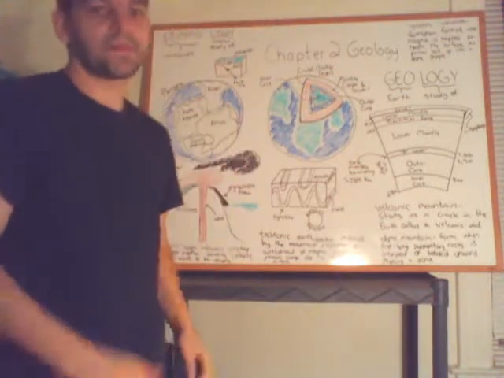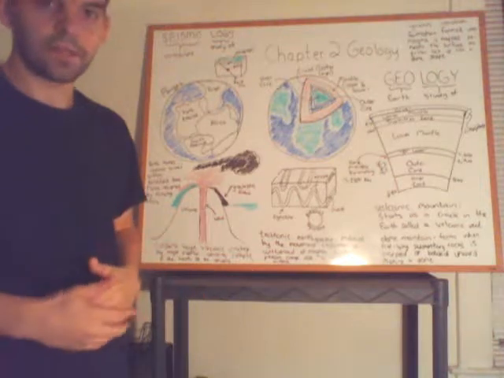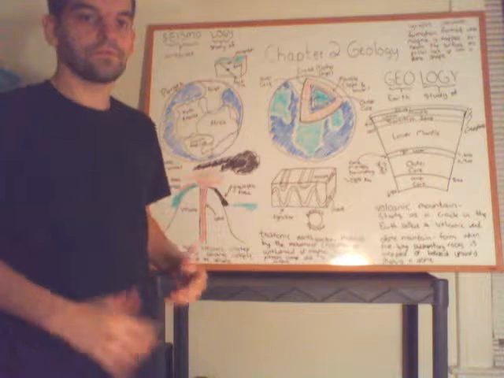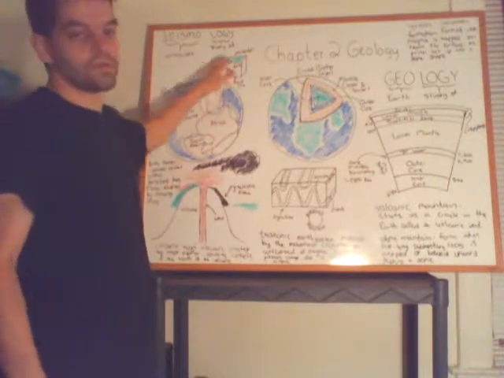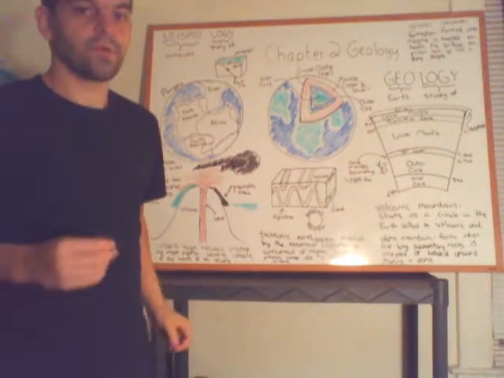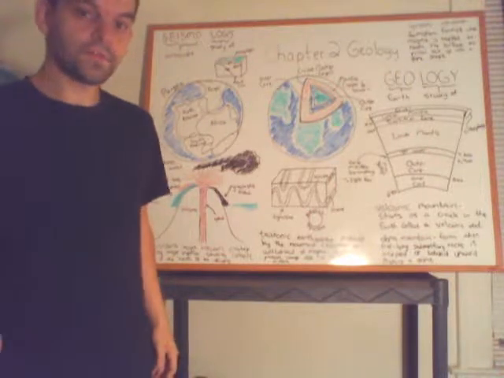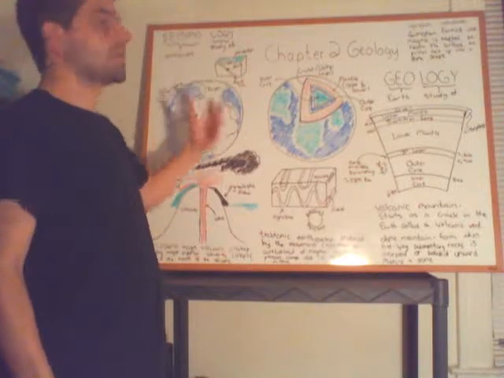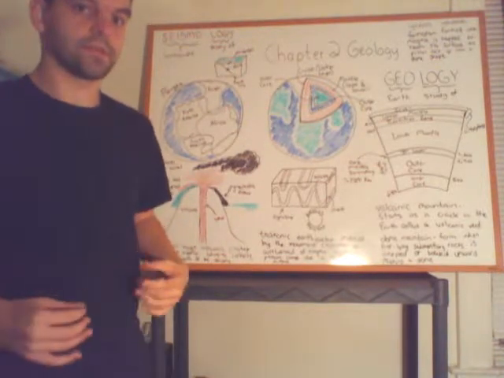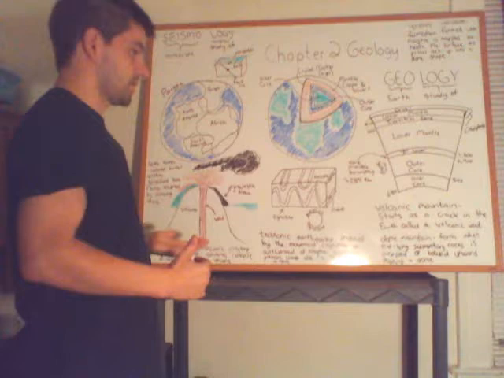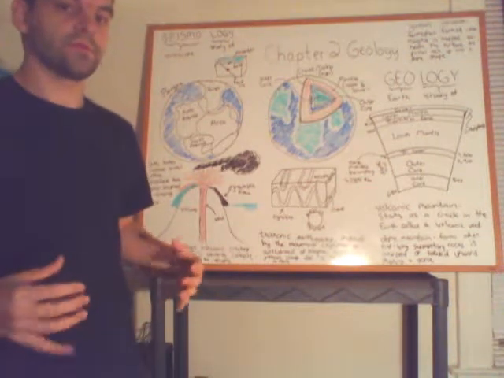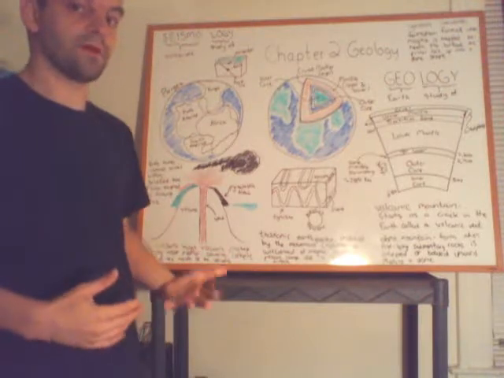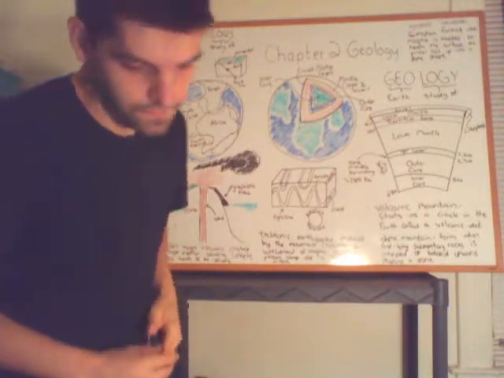Next we have focus and epicenter. So these two again go hand in hand. If we look at a picture of a fault line, the focus is defined as the point at which an earthquake begins, and the epicenter is the area on the Earth's surface that is directly above the focus. So the focus is the point where an earthquake begins, and the epicenter is the point on the Earth's surface directly above that. Okay.